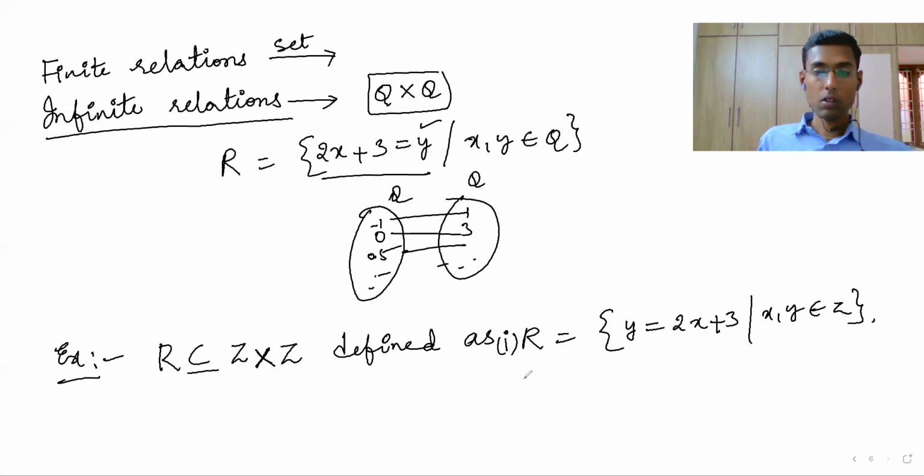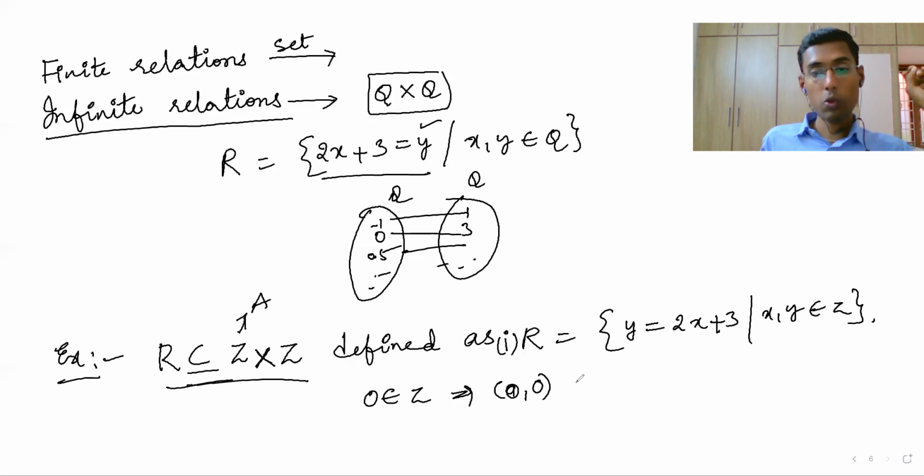First one. So this will also be an infinite relation only, no? Yeah, obviously. So here what we do, first of all, for 0, is 0 there or not in this? 0 is there, no? 0 belongs to Z here. That implies what? 0 comma 0 should belong to R, yes or no? For 0, what is the image? 0 only.